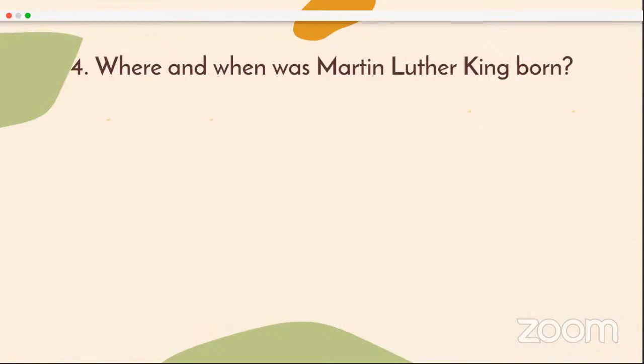He was born in Atlanta, Georgia. Atlanta, Georgia. Okay. We have the where. Now let's find the when. Let's go over to Sarah. I haven't heard from her. Sarah, can you let me know what year Martin Luther King Jr. was born?